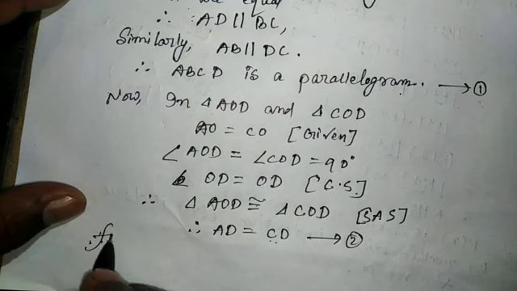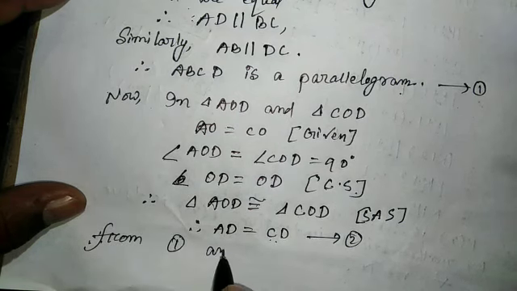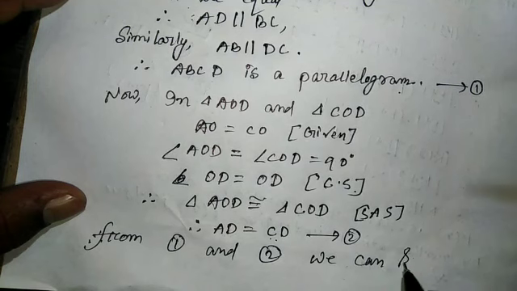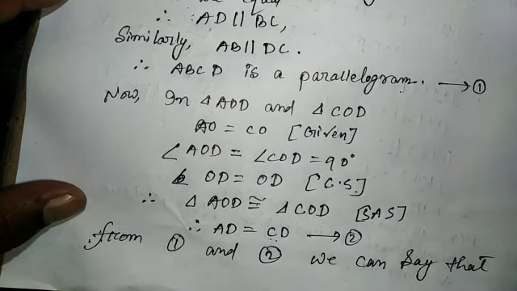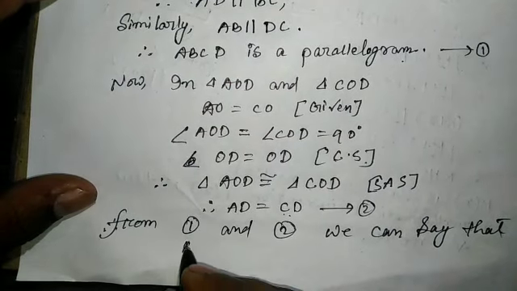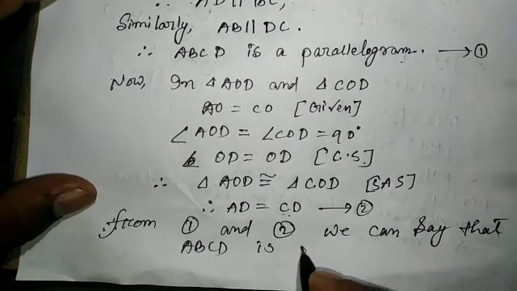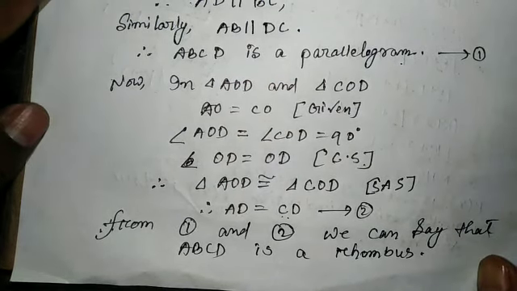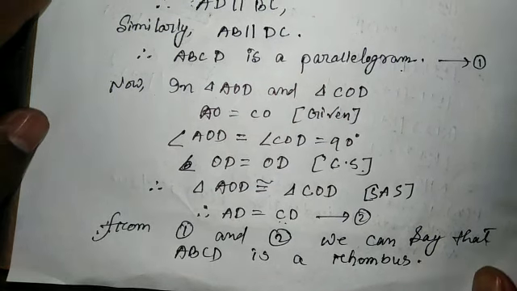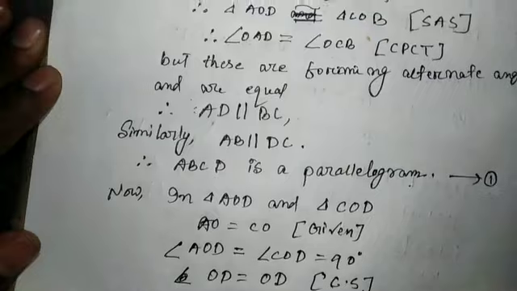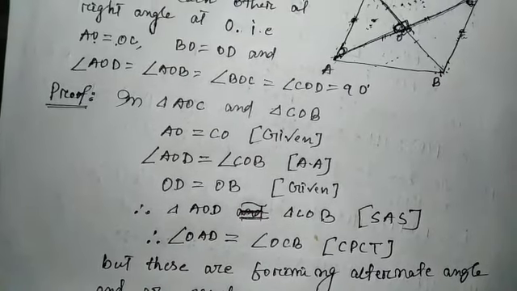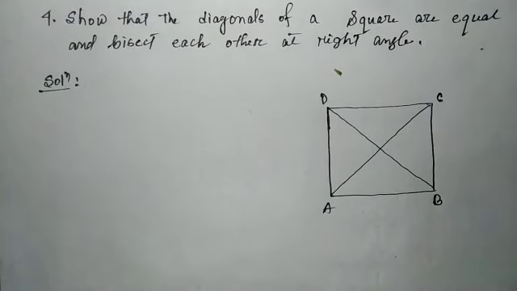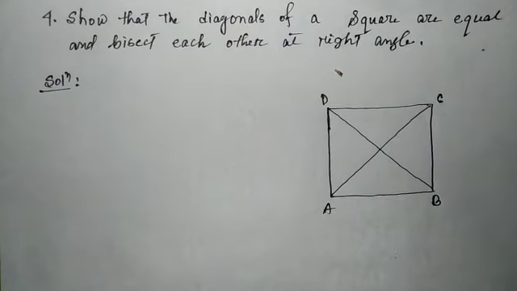Therefore from 1 and 2 we can say that ABCD is a rhombus. So it is quite a long sum. You have to watch the video again and again, so that you can understand the concept. So next see, question number 4. It is also quite long.